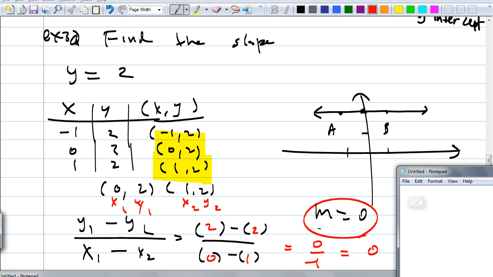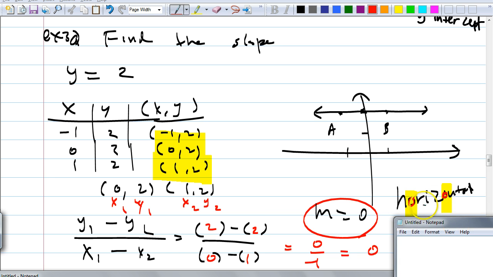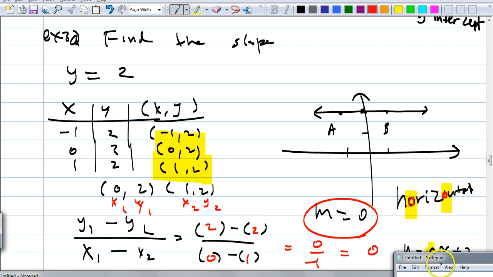It's always true. So if you ever get any horizontal line, the slope of that horizontal line is 0. Another way to remember: when you spell out horizontal, you get a bunch of O's, right? Horizontal. That's how I like to remember. Horizontal, so the slope is 0.